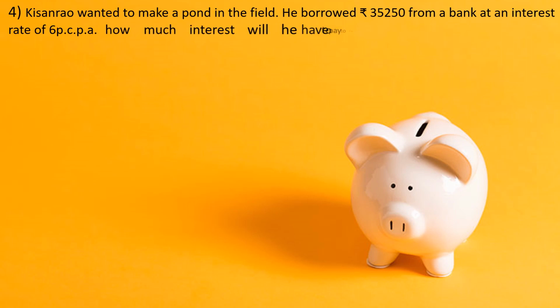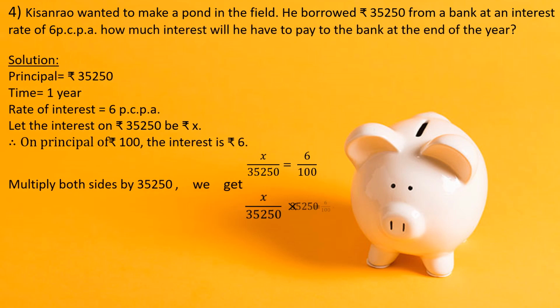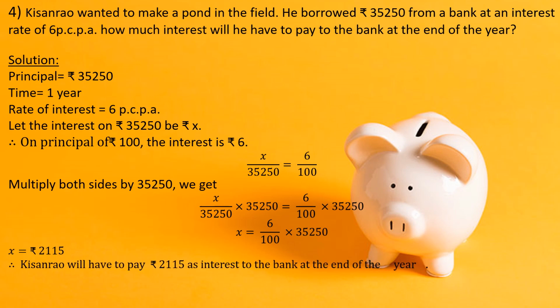Now, the last question for the lesson. Kisan Rao wanted to make a pond in the field. He borrowed rupees 35,250. Now see, the borrowed amount is the loan that he has taken, that is principal. Interest 6% per annum for 1 year. So the actual interest we don't know. Let it be x. But for 100 rupees we know the interest as 6. So x by 35,250 equals 6 by 100.